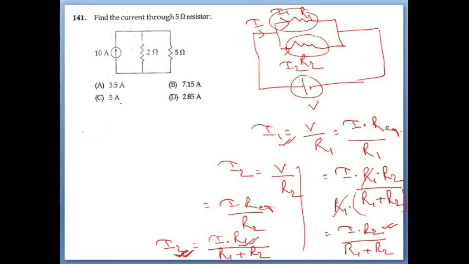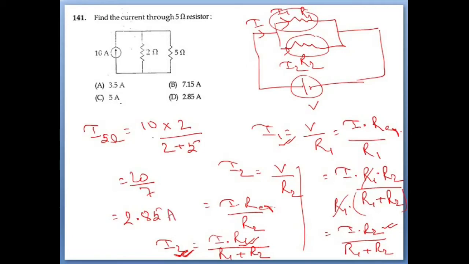So here we have to calculate current through 5 ohm. Total current is given 10 ampere. We have to multiply with the other branch resistance, that is 2 by 2 plus 5. So 20 by 7. If you will divide 20 by 7, 2.85 around it will come. So your answer will be D. Next question.